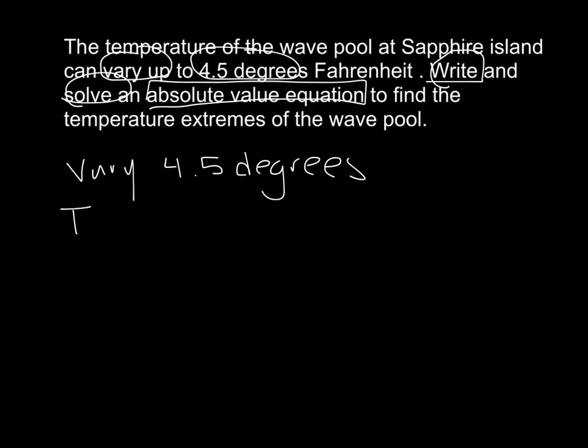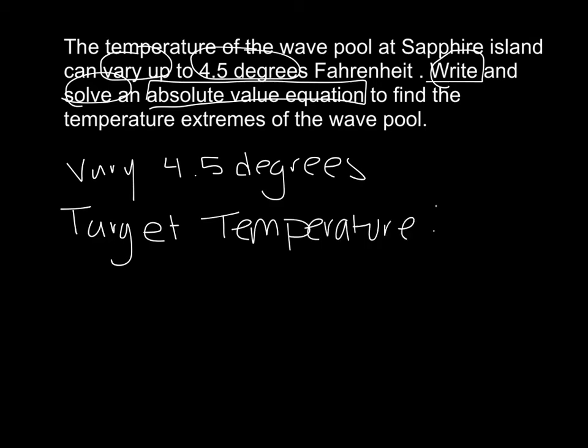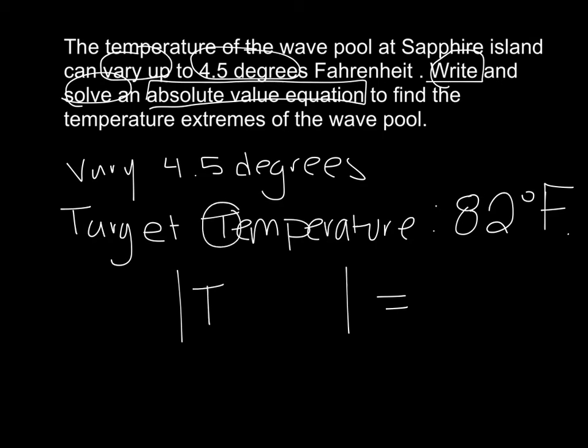And then we know that the target temperature is 82 degrees Fahrenheit. Okay, so absolute value right here and an equal sign. So our goal is that we wanted to get from the target temperature. So we have the temperature, we're going to call temperature T. We're going to subtract 82 because it's either from the original amount and equal 4.5 degrees. And you're going to solve for T just like we did on the previous problem.